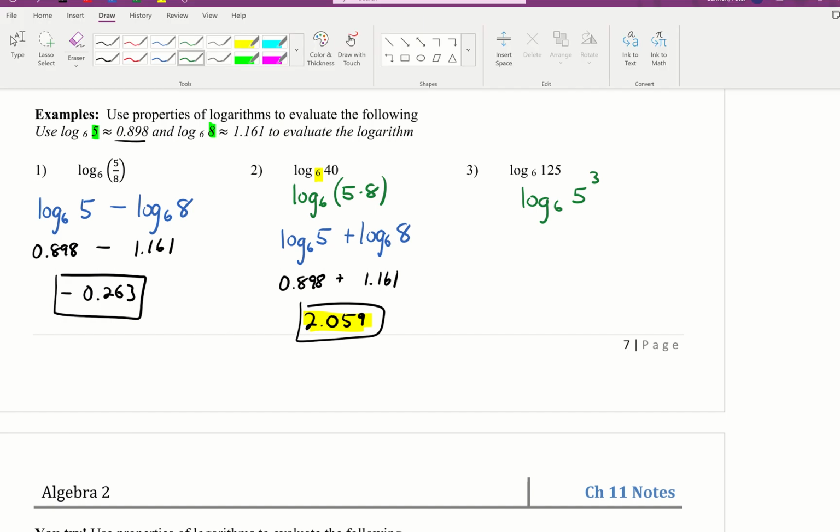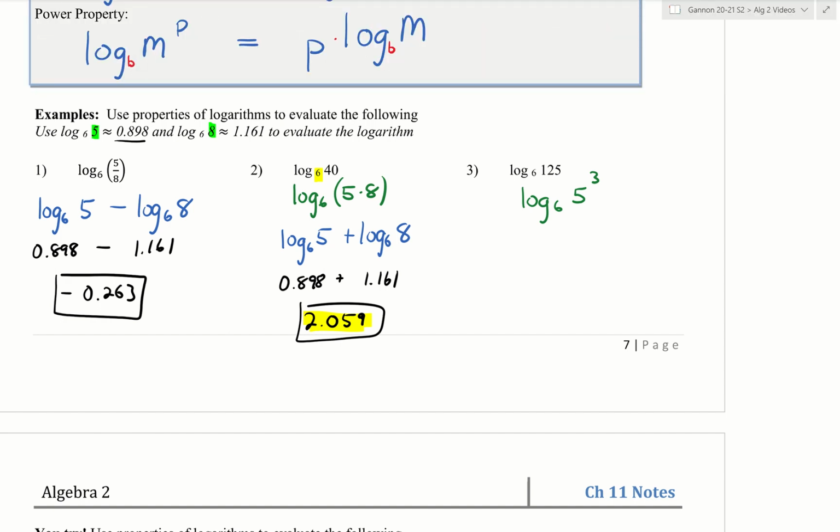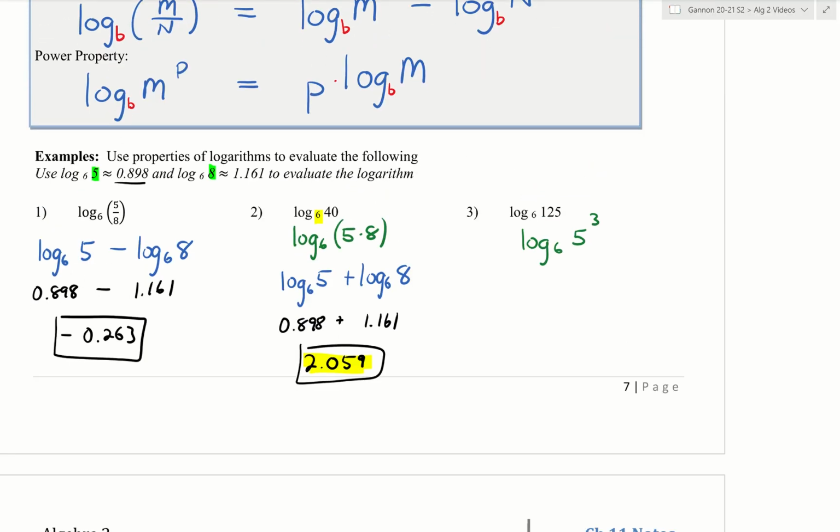Well, when I do that, that's going to allow me to apply this third property, which tells us that we can bring the exponent in front. So this becomes 3 times log base 6 of 5. And using substitution, we know that log base 6 of 5 is 0.898. And then we just plug that in the calculator. 3 times 0.898, and that's approximately 2.694.